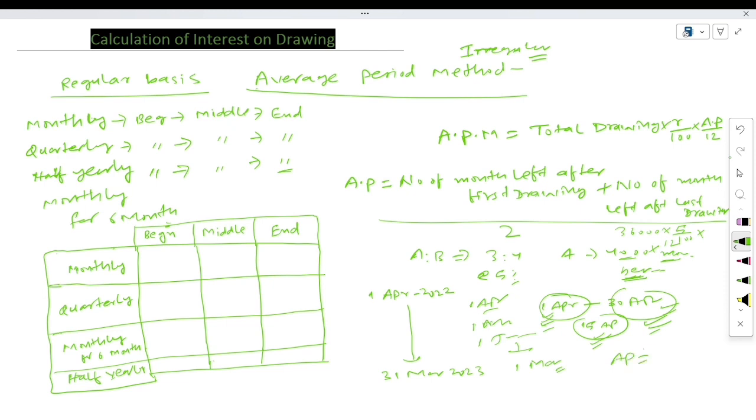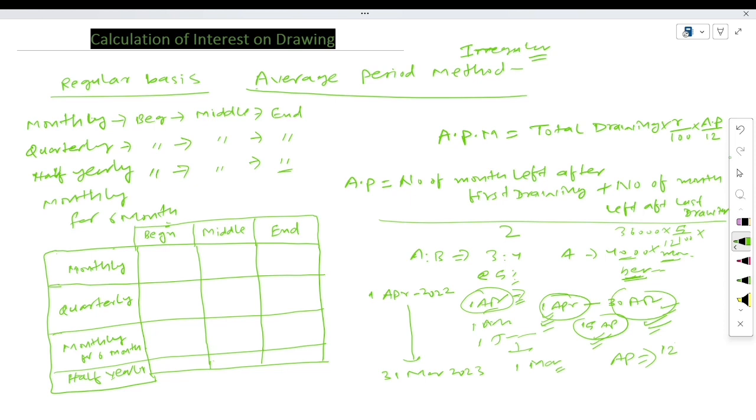Here what is the formula of calculating average period? Number of months left after first drawing. First drawing he has done when? On 1st April. Then how many months will be left here? From 1st April, if you calculate till 31st March, then how many months will be here? Because you will calculate also April month. You are drawing on 1st April, then April month also will be calculated. So here it would be 12 months.